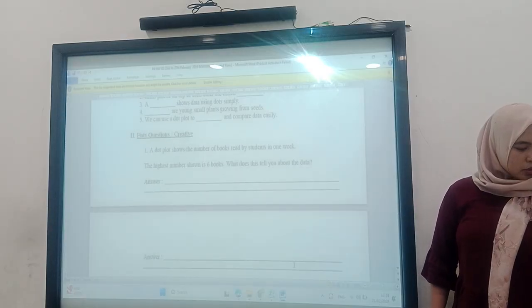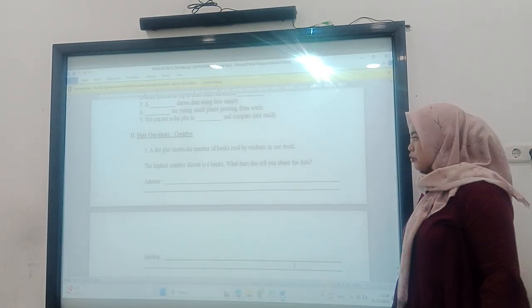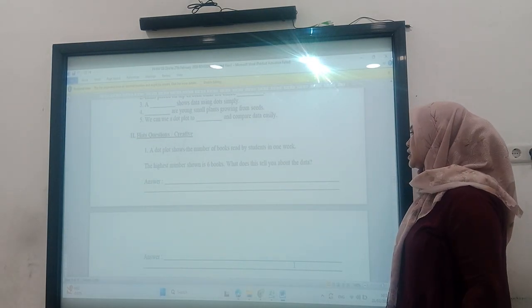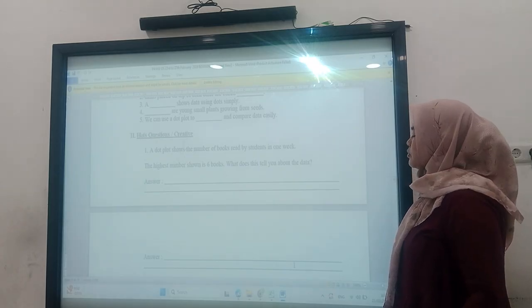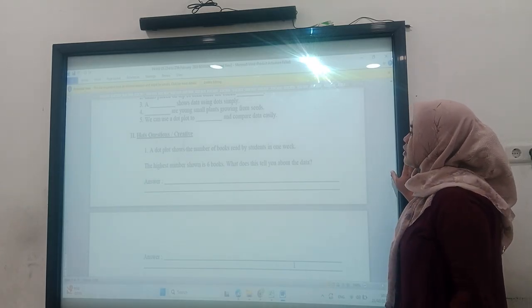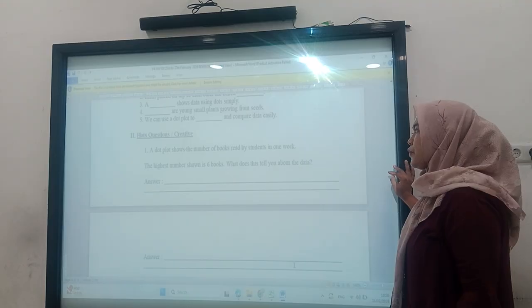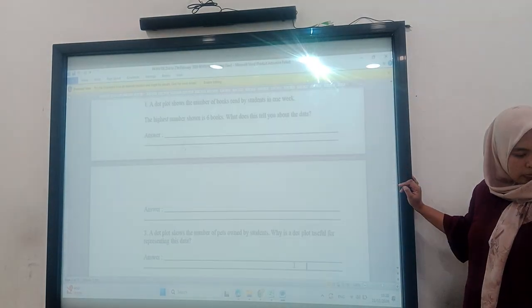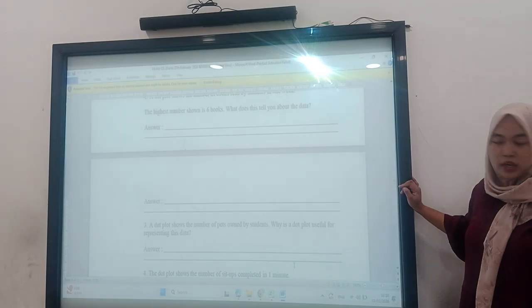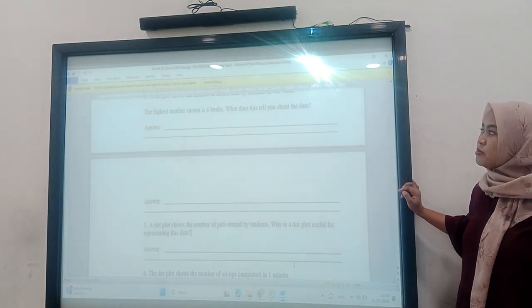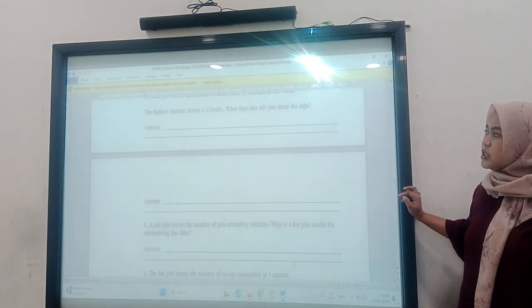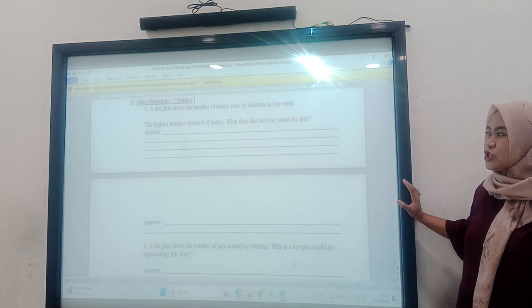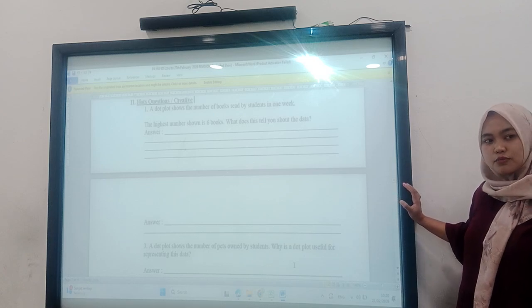Number one, a dot plot shows the number of books read by students in a week. What does this tell you about the data? The maximum number of books read by the students is 6 books. The data show that the maximum number of books read by the students is 6 books.